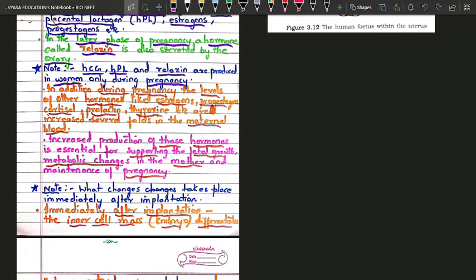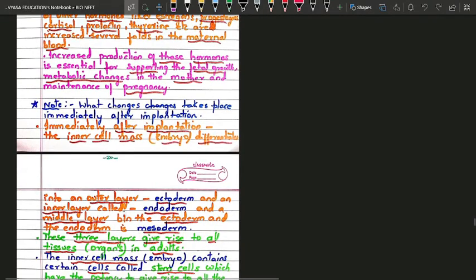Immediately after implantation, what happens? The inner cell mass, that is the embryo, starts differentiating into an outer layer called the ectoderm, an inner layer called the endoderm, and the middle layer between the ectoderm and the endoderm is the mesoderm.